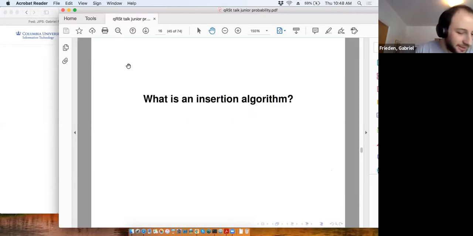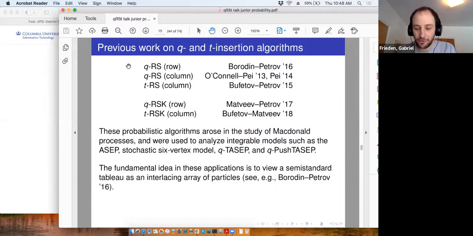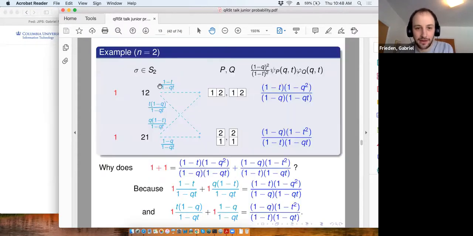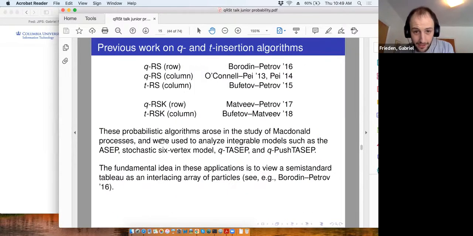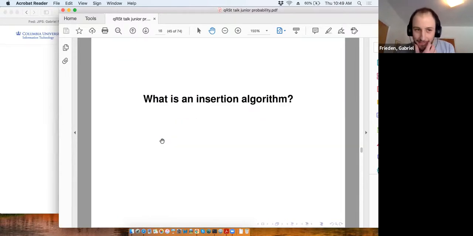Okay. So my goal for the remainder of the talk is to explain where these probabilities come from and how we generalize them for any permutation. I want to take a step back and think about what exactly an insertion algorithm is.